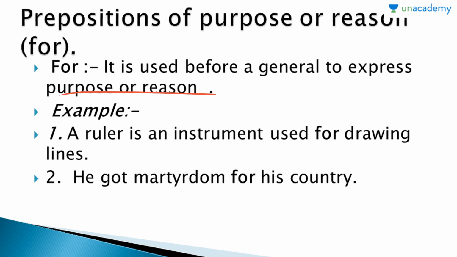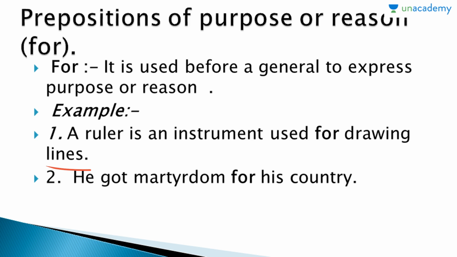Let's see the example. Example 1. A ruler is an instrument used for drawing lines. So what is the purpose of a ruler? It's used for drawing lines. If you ask the question, you will find that the answer you give back to yourself will automatically include this preposition for. Without including this, you cannot frame an answer to questions like: what is the purpose for? What is the reason for? So the question itself has for, and the answer will also have for in it.